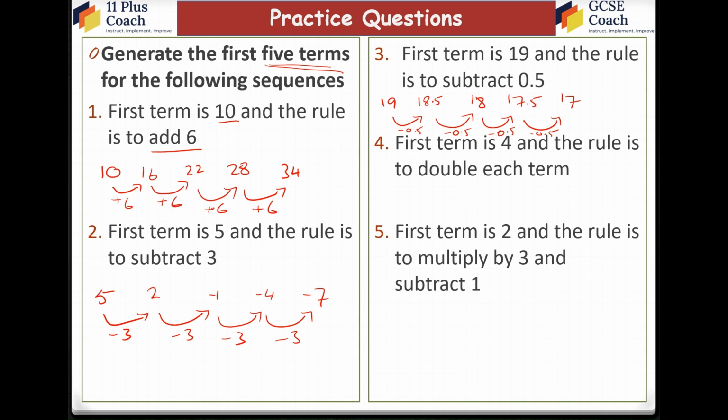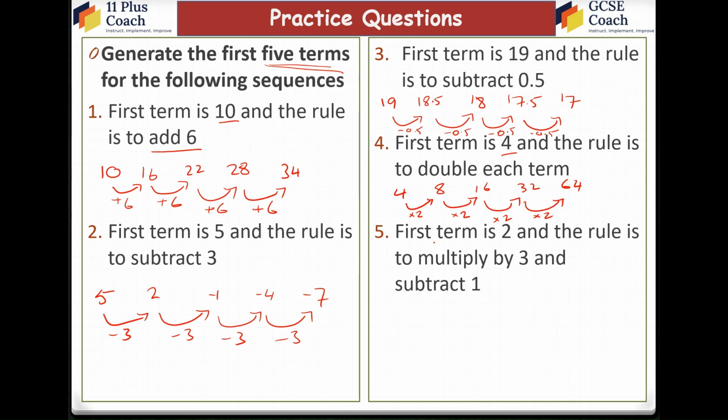Question 4. First term is 4, and the rule is to double each term. So double means you times it by 2. So when you double anything, you multiply by 2. So the first term is 4. I can copy that straight away. 4. Now I need to double that. So I need to multiply that by 2, and that will give me 8. Now I need to multiply that by 2. Remember, the rule is to double each term. So I times 8 by 2, I'll end up with 16. I'll multiply 16 by 2, I'll end up with 32. And for the fifth term, I'll multiply 32 by 2, I'll end up with 64. So these are the first 5 terms of this sequence. You're multiplying rather than adding or taking away.